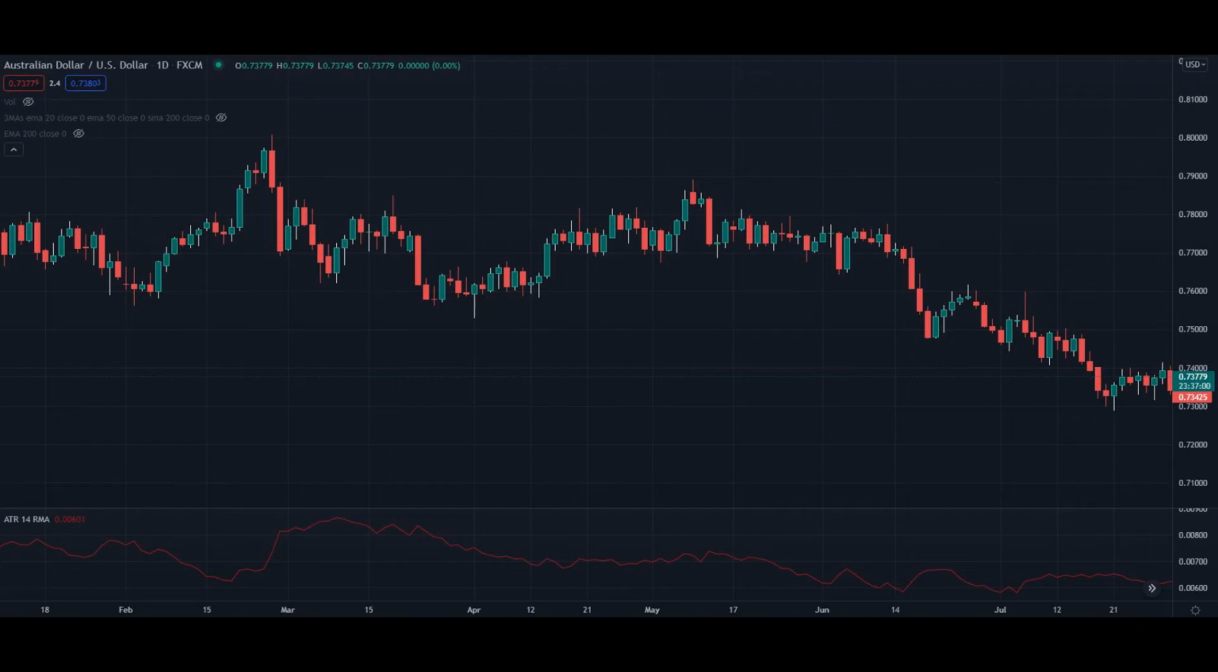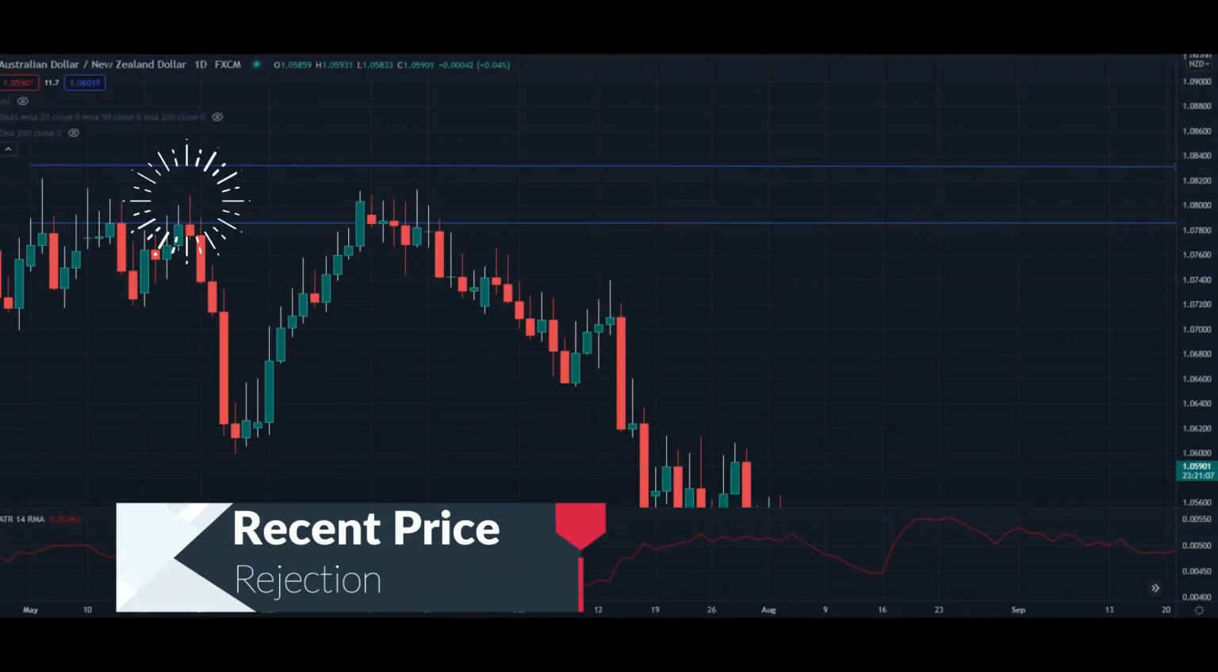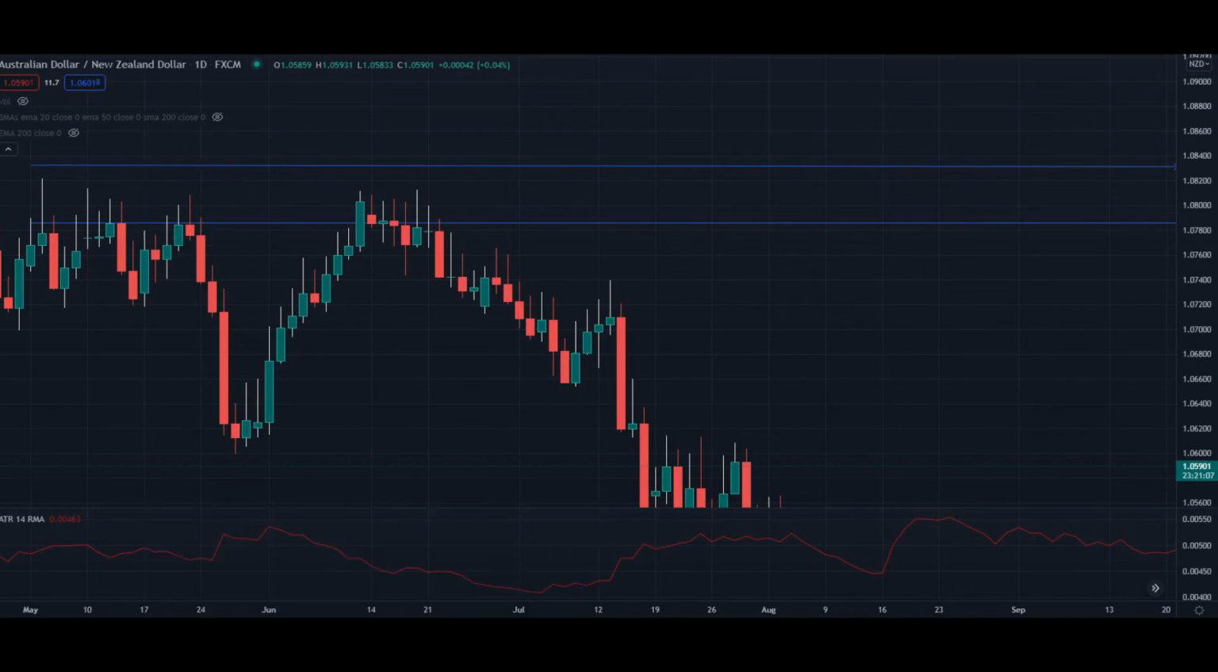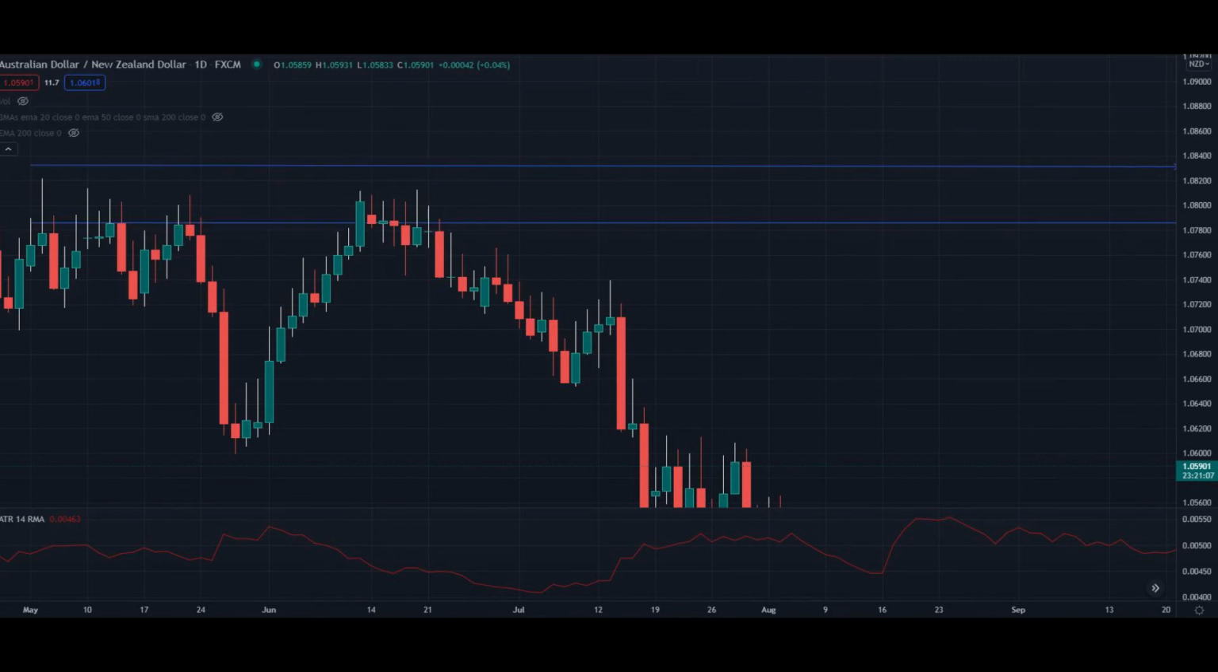The next setup, recent price rejections. So why are recent price rejections so important? They are important because traders are eyeing this setup to enter a profitable trade again. But it is important that you only enter a trade when it is exiting out of these areas.